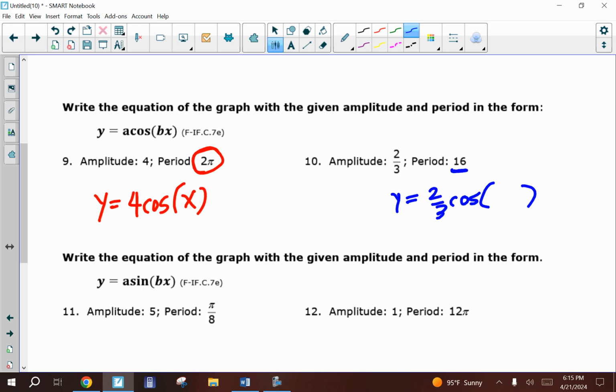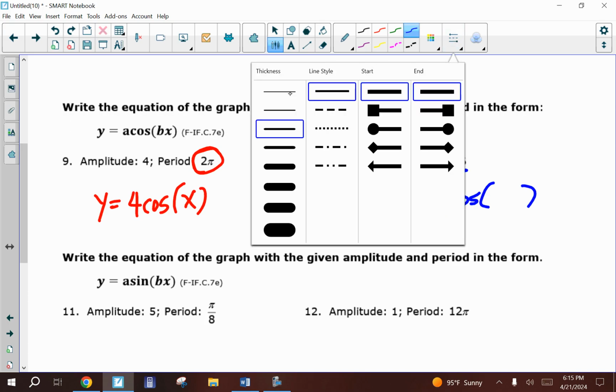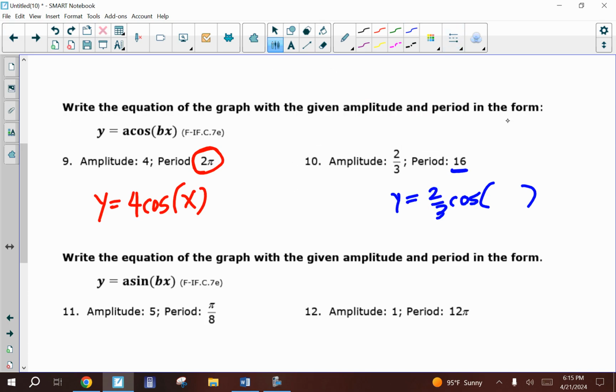Now this guy right here kind of messes everything up, so we have to do a little bit of math on this one. So I'm going to take the period formula, 2 pi over b, and I'm going to set that equal to 16. So if I make this 16 over 1, I can cross multiply. So I get b times 16 equals 2 pi times 1, which is 2 pi. To get b by itself, I just divide by 16.